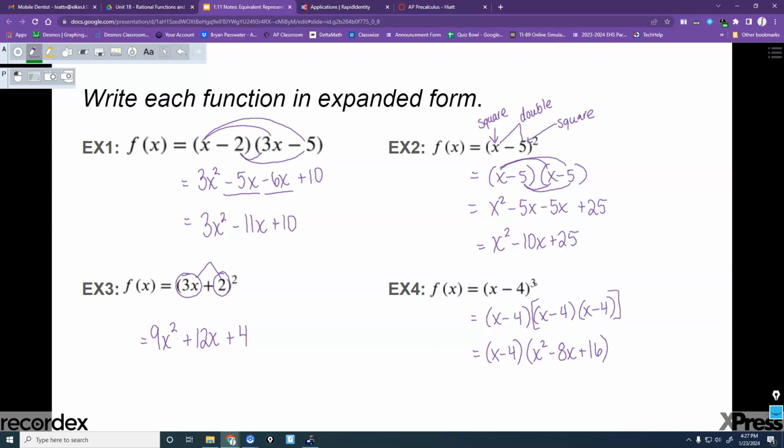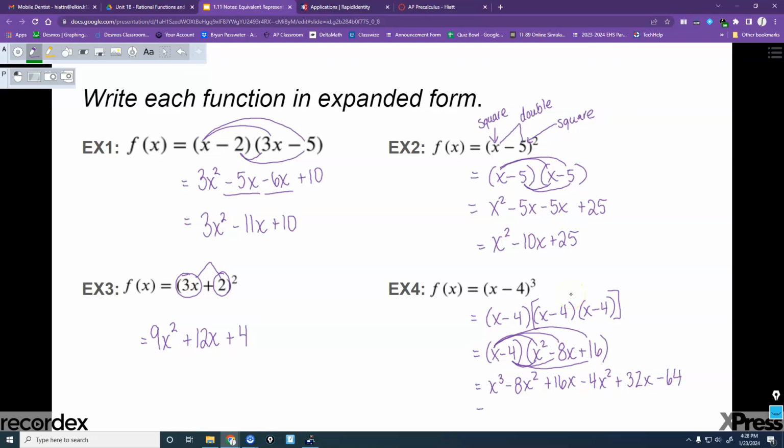Now, I'm not done because I've still got to distribute here. I've got to multiply the x minus 4 times the x squared minus 8x plus 16. So this x must be distributed here. I'm going to get x to the third minus 8x squared plus 16x. And then I have to distribute the negative 4 to the x squared, I should say. Negative 4 times negative 8x will give me positive 32x. And then negative 4 times 16 is going to be, let's see, that'll be negative 64.